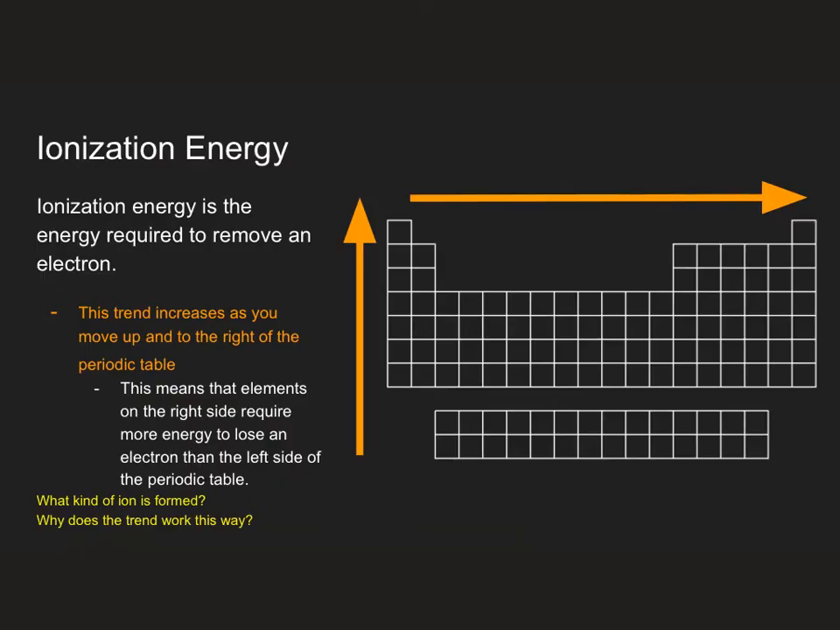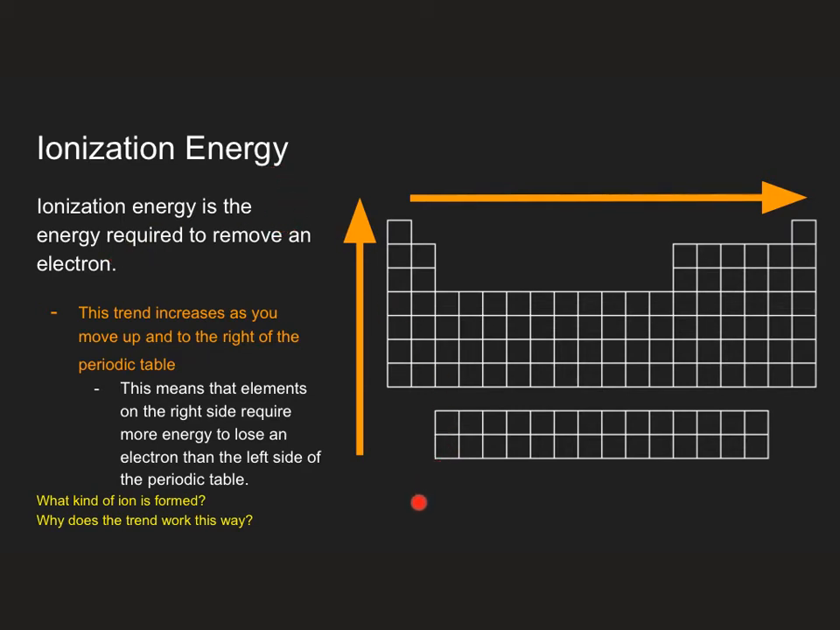Now, as we're talking about these trends, I think it's very easy to get confused, especially when people overcomplicate them. So I'm going to try to be simple. Now we're talking about ionization energy, not ionic radius, but energy. So before we were talking about the actual size of the atom, now we're talking about an energy involved. In fact, it's the amount of energy needed to remove an electron.